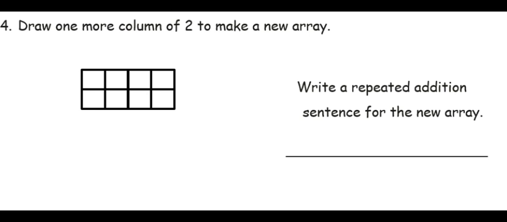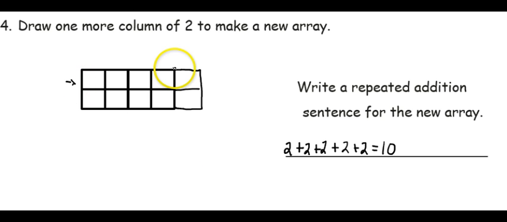Problem 4 says to draw one more column of 2 to make a new array. Right now I have 4 columns of 2, so I'm just going to add one more column onto the end. That means my repeated addition problem could be 2 plus 2 plus 2 plus 2 plus 2, which equals 10, and that shows my 5 columns, and there are 2 squares in each column.